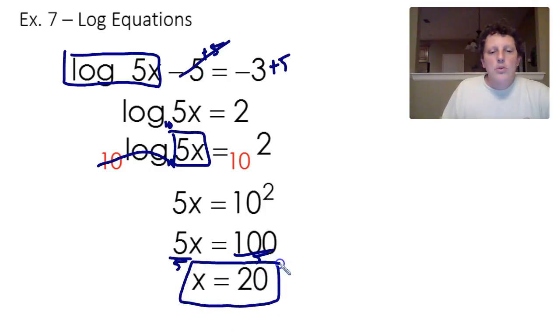Again, use your calculator, plug in 20, log of 5 times 20 minus 5. Make sure you get -3. If you don't, then go back and check your work or ask me to come look at it and we can figure out where you went wrong.